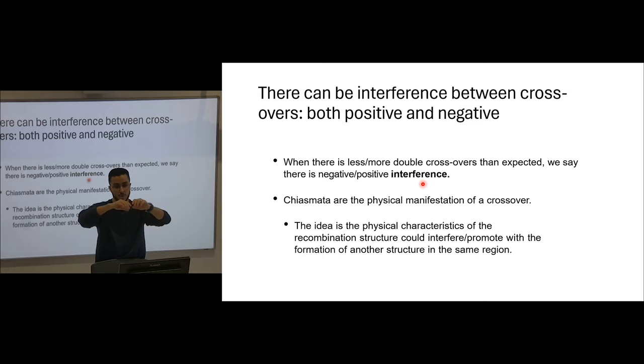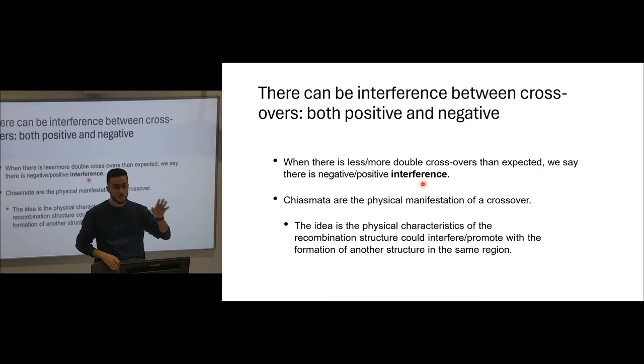So the molecular structure of the DNA is complex. Sometimes it does turns like this. So when one opens, it promotes a crossover on the strand above, right? So that's why you have negative interference, where you observe more double crossovers than expected, okay? So if you have positive interference, that means one crossover prevents the other one. If you have negative, it means that one promotes the other one. And this is just due to the 3D structure of DNA.